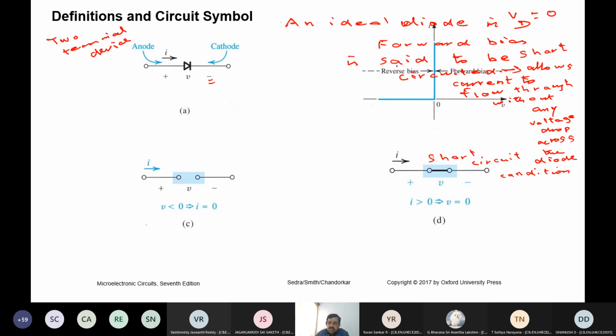And when is this case? This is in this regime, where the current is going through. But when there is no current flowing through, then the diode is said to be in open condition. That will be under reverse bias. This we have understood from the way a PN junction operates, and from that we can understand this clearly.